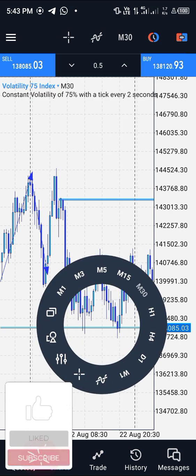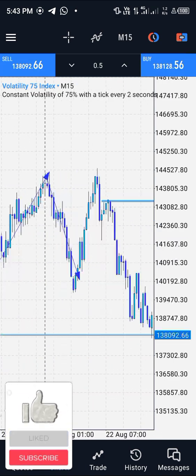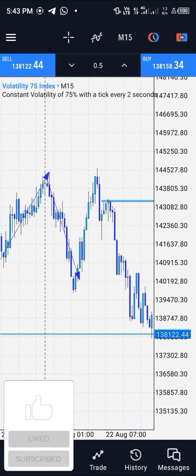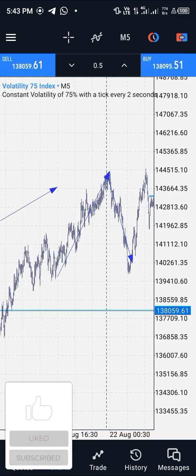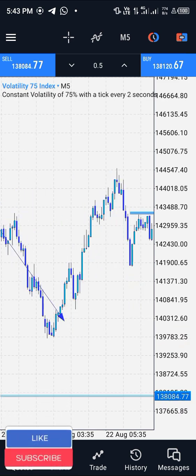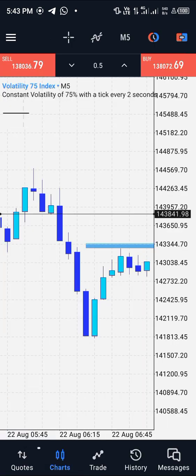So what will happen? Go to the 15 minutes to look for a fresh order block. On the 15 minutes, the order block too has been tested. Let's go to the 5 minutes to look for another block. Now I've gotten a good 5 minutes order block. This is a good 5 minutes order block that hasn't been tested.